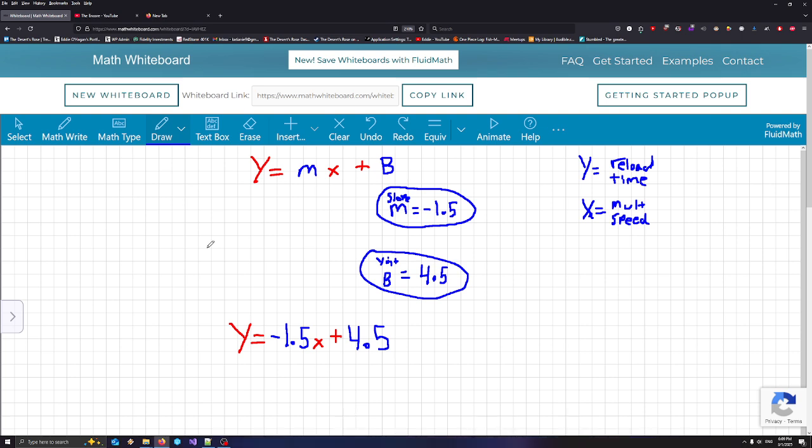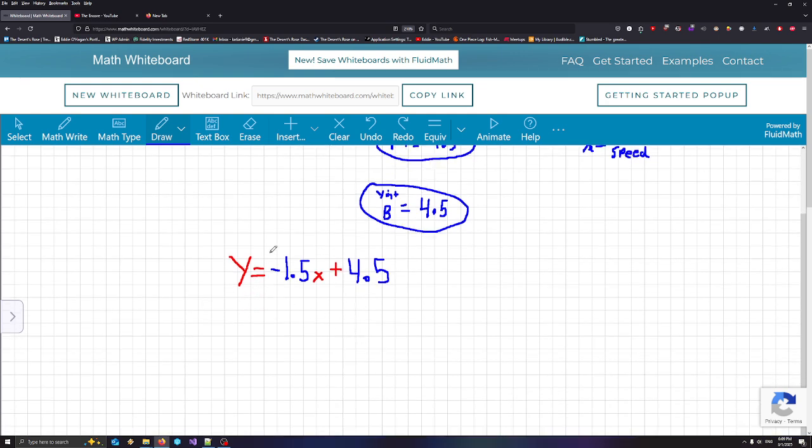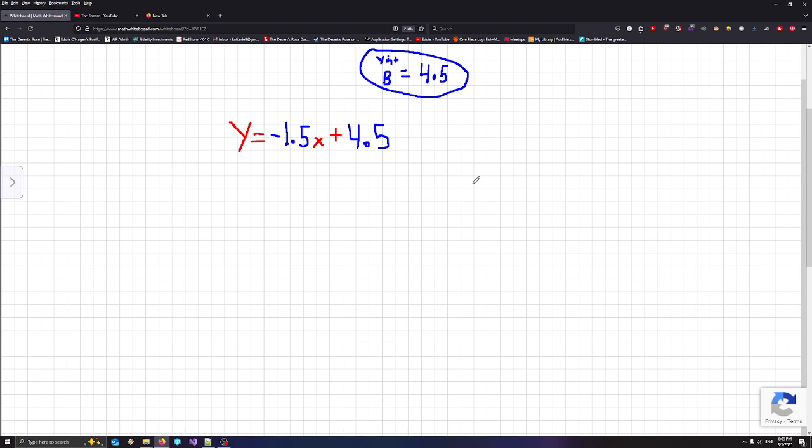So instead of solving for y, which is the reload time, we need to solve for multiplication speed. And we could do that just using some quote-unquote simple algebra. To me, no algebra is simple. But they say this is simple. So we'll start with just the addition. So we're going to subtract 4.5 from both sides to move it over.